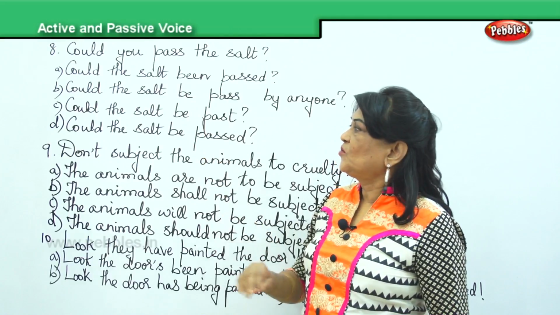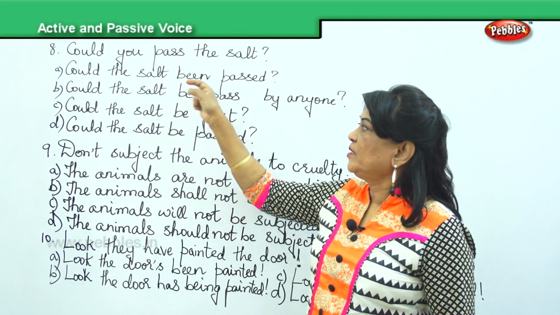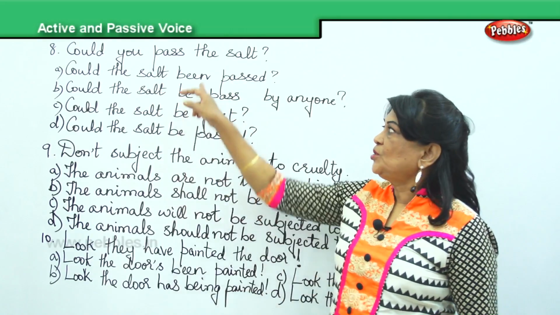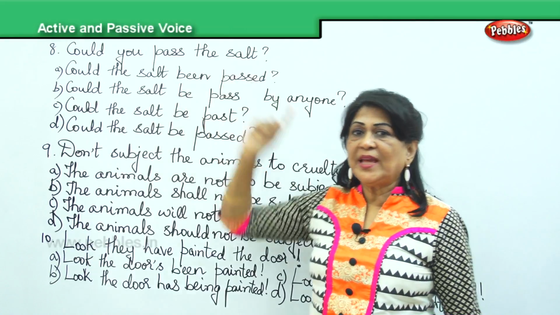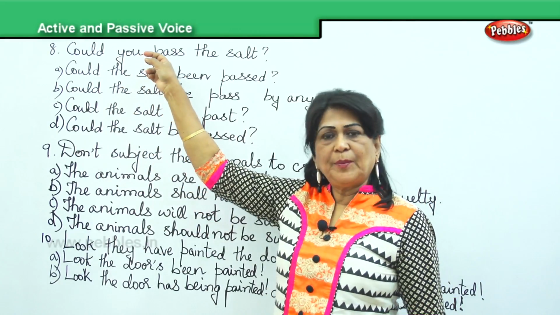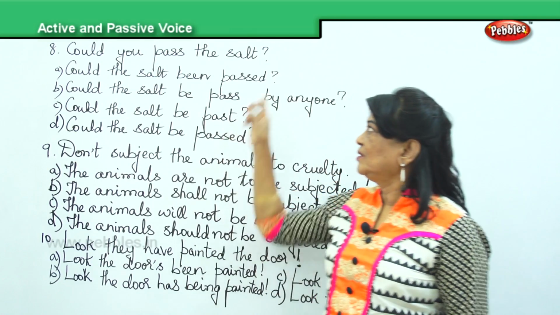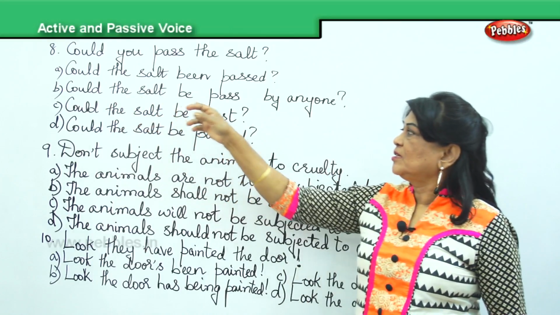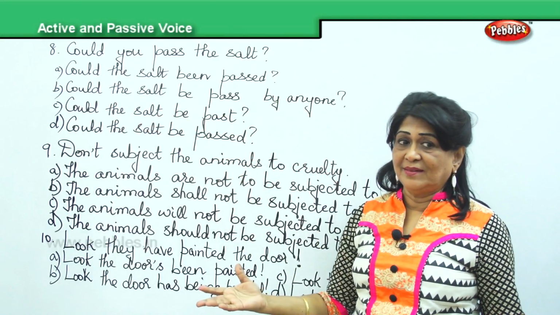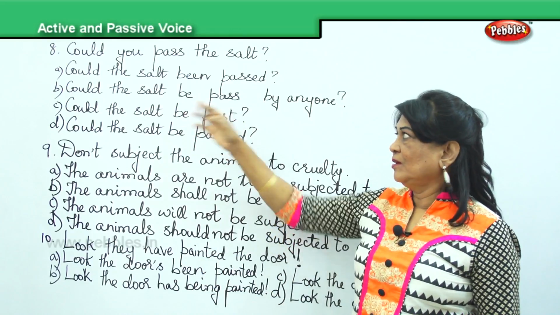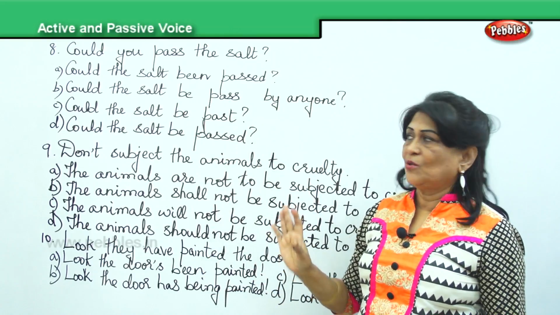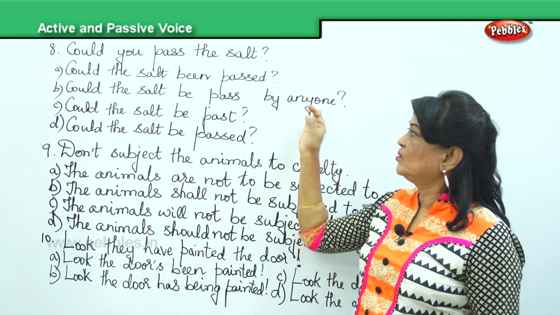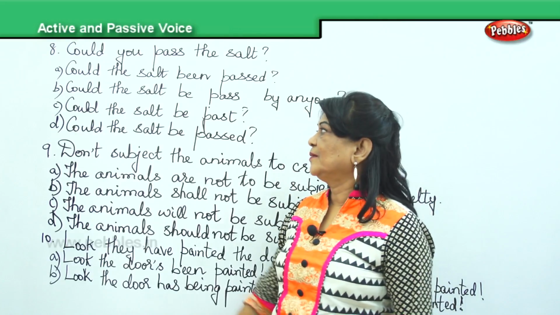Now let's go on to clarify or just try to analyze option A. Could the salt bin passed? We should not write B-E-E-N unless we have the perfect tense. Do we have the perfect tense here? No. So this cannot be the right answer. Next one. Could the salt be passed by anyone? Pass is wrong. It cannot be passed. It's wrong. So the whole thing, the English formation is wrong. So this cannot be the right answer.